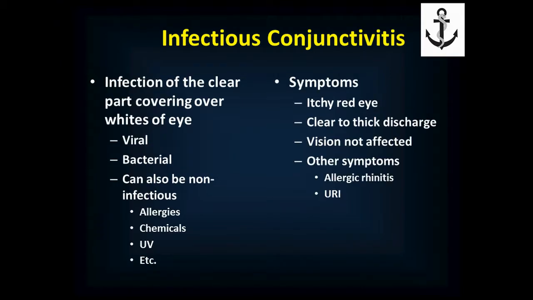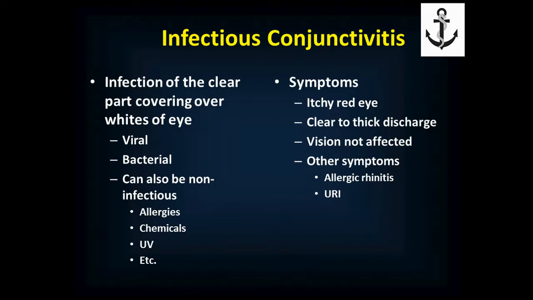Infectious conjunctivitis is very common. It's an infection of that clear covering over the white of the eye. It can be from viruses or bacteria. There can be other causes too, but viruses are the most common, probably 90%, and bacteria make up almost all the rest. There can be non-infectious causes of conjunctivitis, allergies, chemicals.